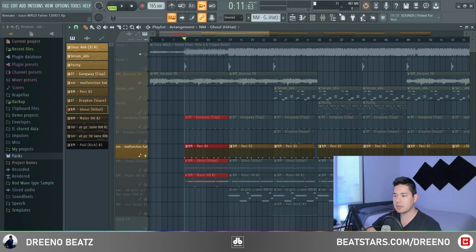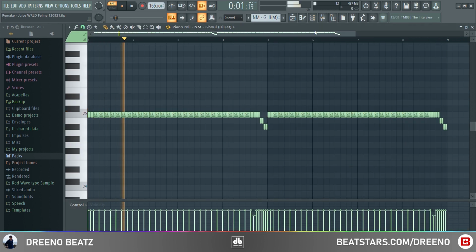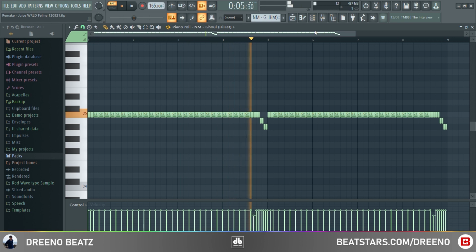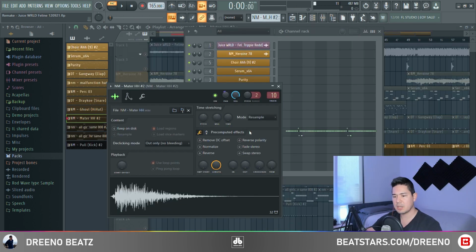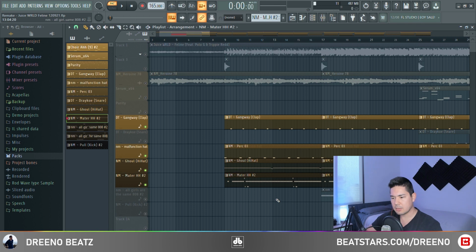Next for the hi-hats, I layered two hi-hats together. I think you can hear that there are two that they use in the beat. One is just Ghoul from Nick Mira's kit, playing this pattern. And the next one, he has a hi-hat called Matter. And both of them together.